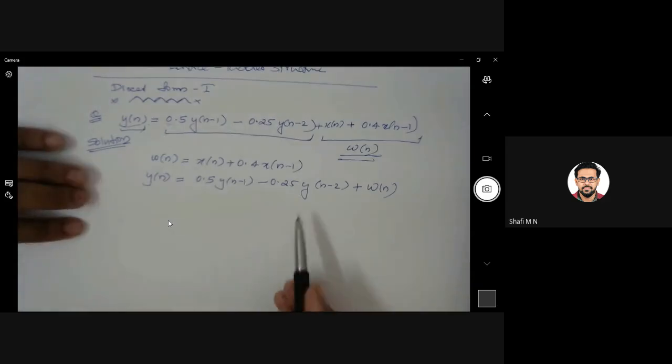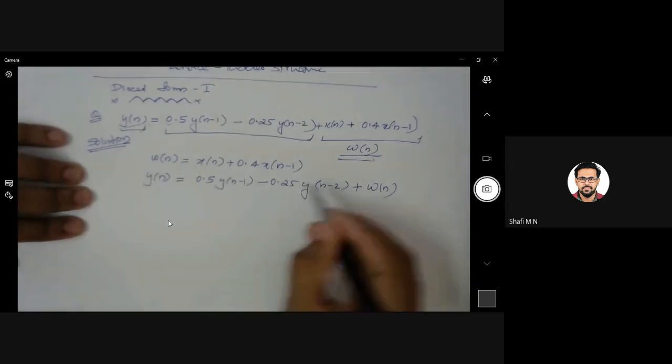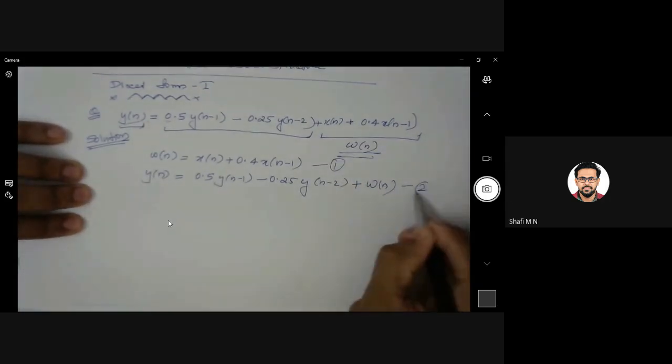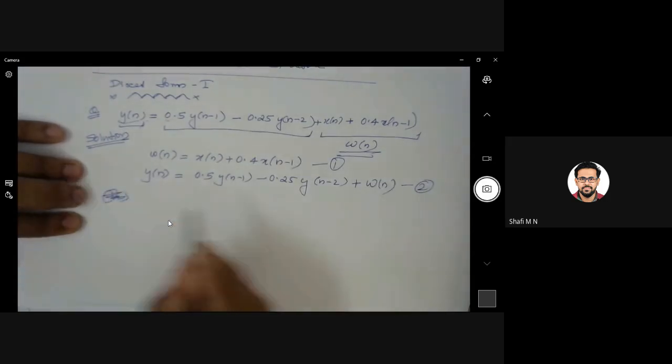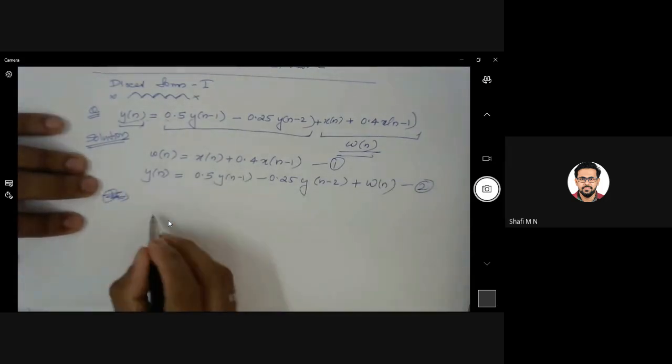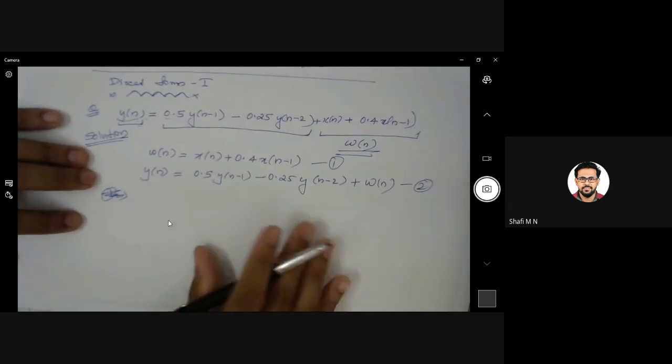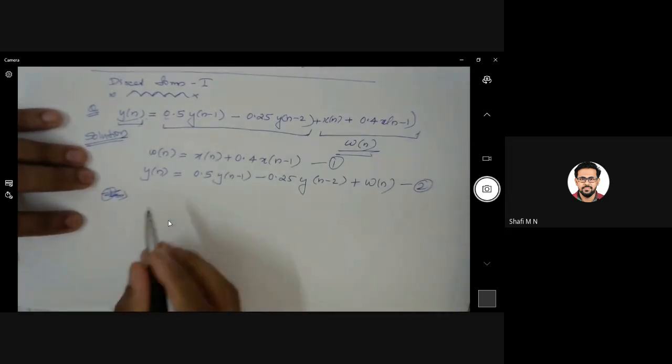Now let's try to implement it. First you have to start with, let me call them equation 1 and 2. So equation 1, we can start from equation 1 first. It's very easy. We will wind up in 1 minute. So everyone, let's focus.